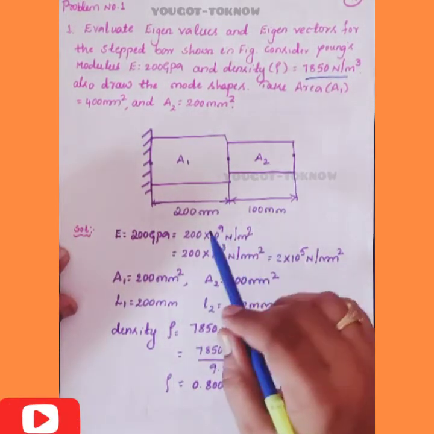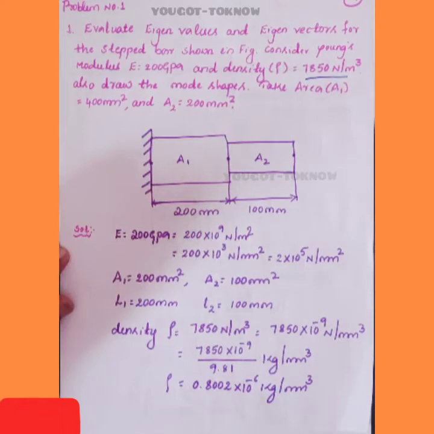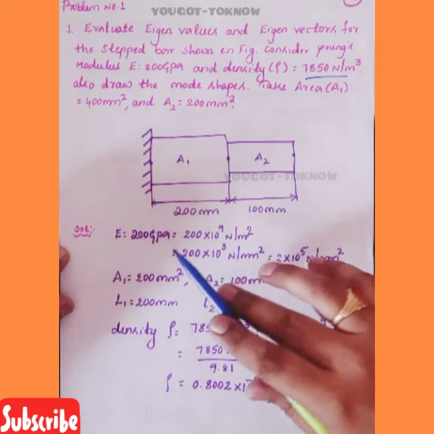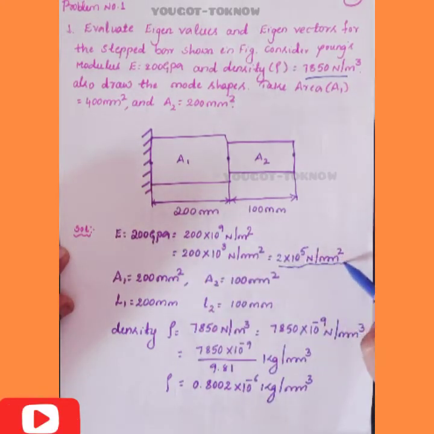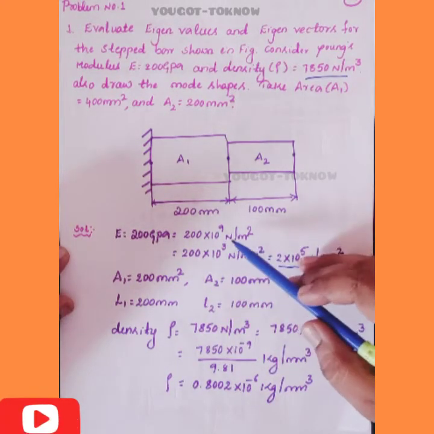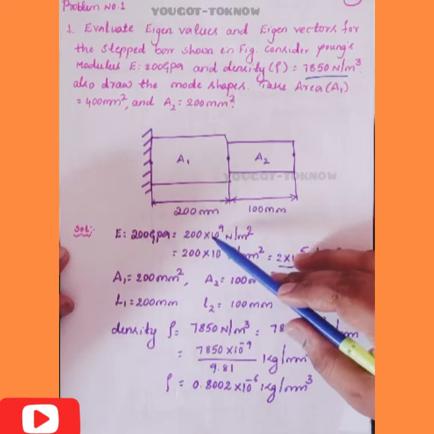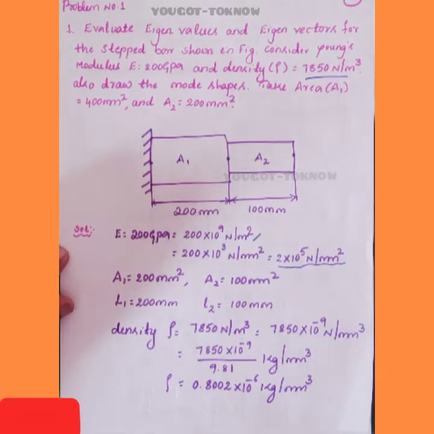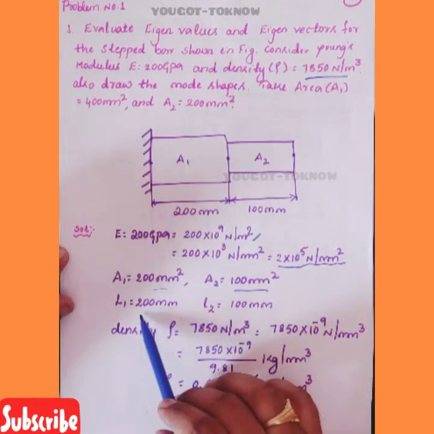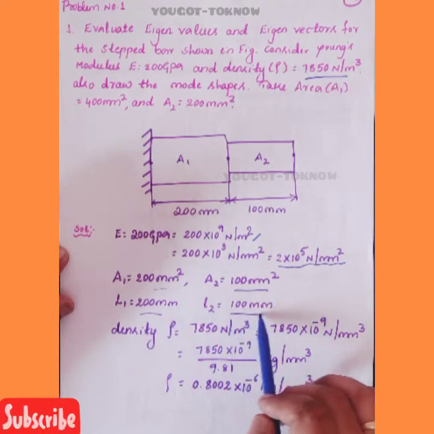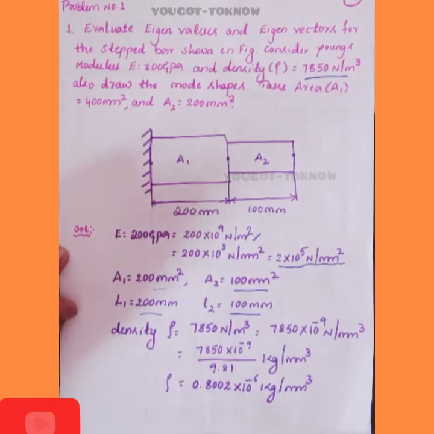You should keep everything in one common unit. I am keeping all the units in Newton per millimeter square. For that, Young's modulus E of 200 GPa I have converted into 2 × 10⁵ Newton per mm square. If you want it in meters, you can write 200 × 10⁹ Newton per meter square. Now area A1, 200 mm square, A2, 100 mm square, lengths 200 mm, 100 mm.